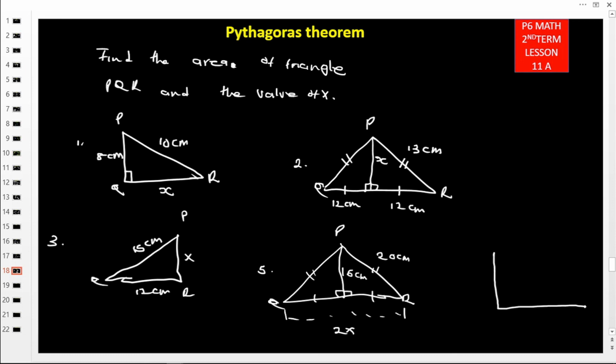So we have another triangle here. It's a right angle triangle. With this one here, the hypotenuse is 17 centimeters. So this is Q, P and R. Here it is 7 centimeters and here it is 8 centimeters, and then here it is x centimeters, and 17.